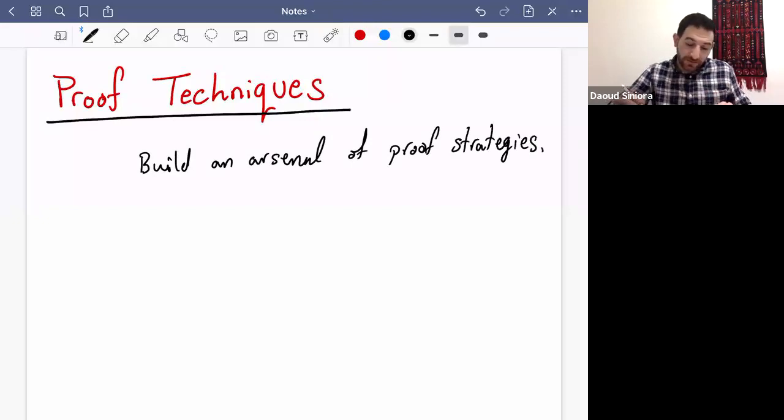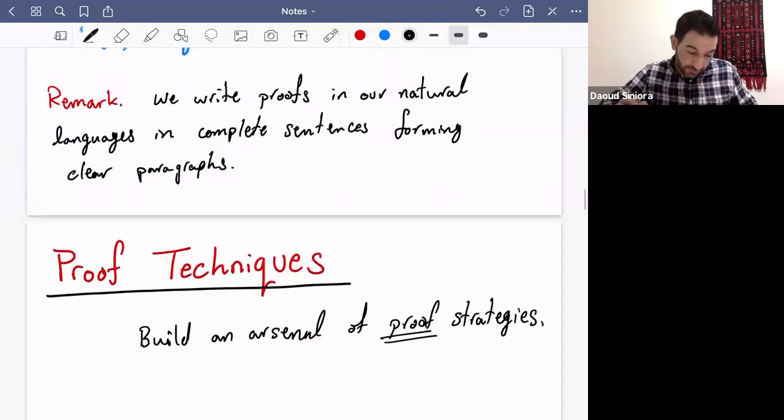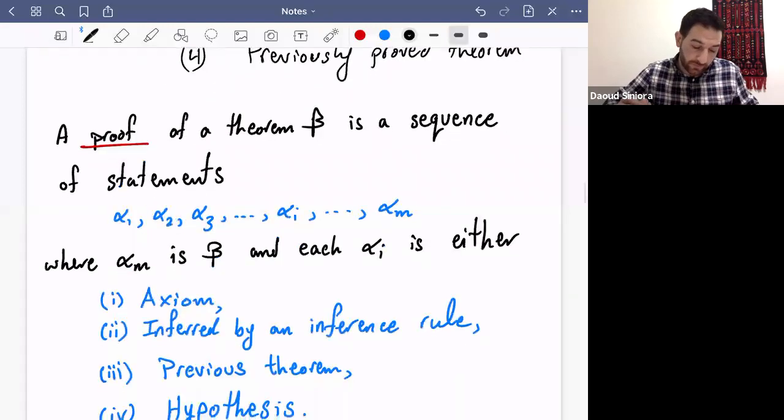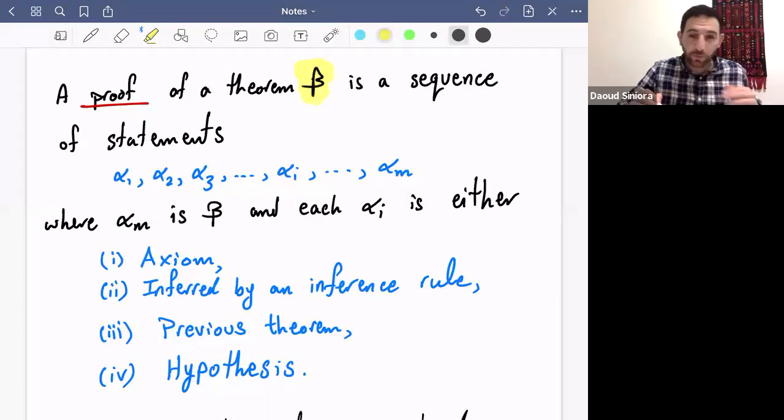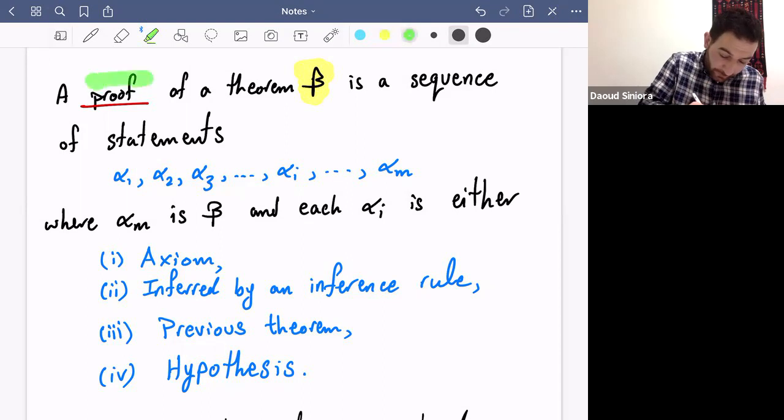Okay. Let's just recall quickly what is a proof. We introduced it in the last video. Okay, so what is a proof of a mathematical statement beta? Suppose we have a mathematical statement beta and we want to prove it is true, then we need to provide a proof. So, what is a proof?